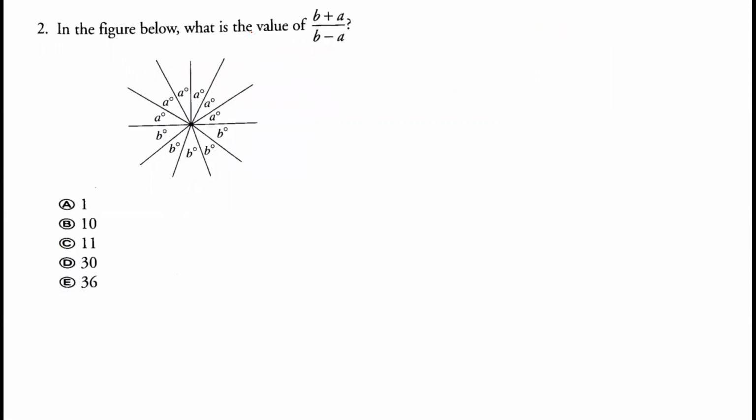Now in the figure below, what is the value of (B plus A) over (B minus A)? In a straight line we have 180 degrees. So 1, 2, 3, 4, 5 and 6. This 180 degrees is divided into 6 angles, so each angle will be 30 degrees, since 180 divided by 6 is 30. And again, 180 degrees is divided into 1, 2, 3, 4, 5, so 180 divided by 5 would be 36.